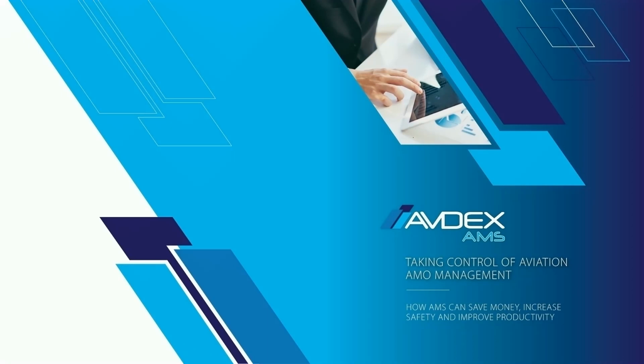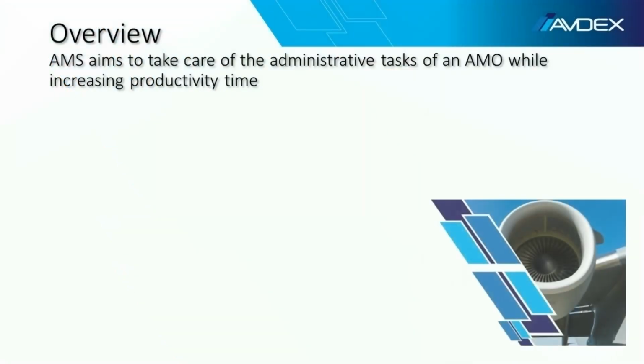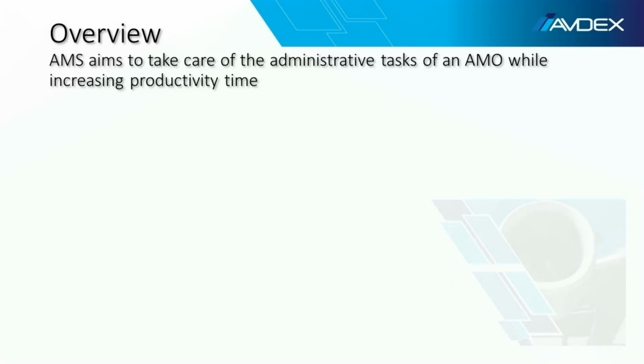AMS development evolved from DOS through all the versions of Windows to keep track of the latest available technology and has now been upgraded to a web version. In October 2019, Avdex launched the latest version online. Web-based AMS3 joins our flagship AMP as an online program. AMS aims to take care of the administrative tasks of an AMO while increasing productivity.